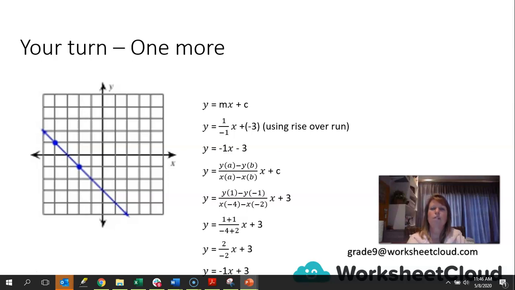If you've got any questions, please send your questions to grade 9 at WorksheetCloud.com, and somebody will get back to you with an answer. Remember to try out your activity for today, for this lesson. And there's the memo, so you can check yourself against the memo. And change your formula to y equals mx plus c now, because c is the y-intercept. So you just look at where the line is going to cross the y-axis, and that will be your c value.